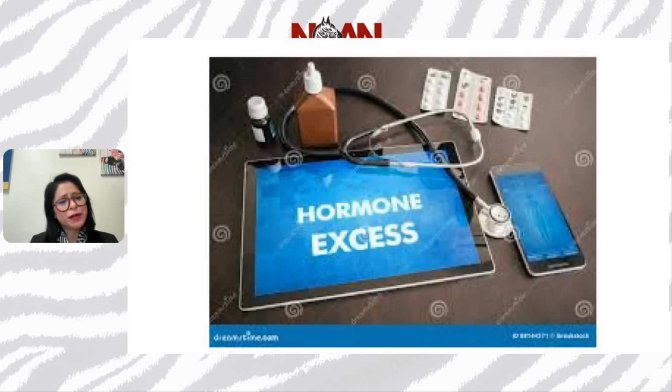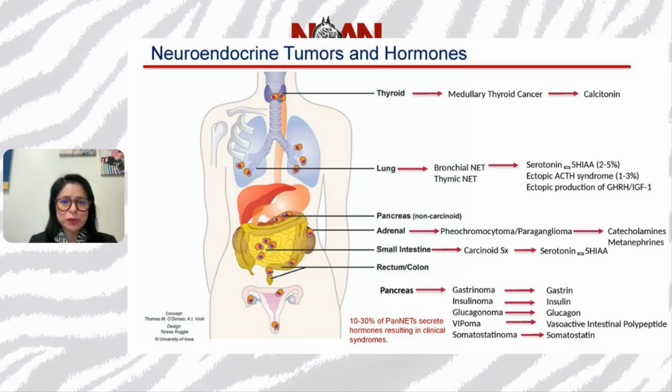So now let's discuss which neuroendocrine tumors produce hormone excess. As you have learned earlier, neuroendocrine tumors can be anywhere in the body, and depending on the organ that is affected, they can produce hormones, and these hormones can present different clinical manifestations. There are neuroendocrine tumors of the thyroid, the lung, the pancreas, and the adrenal. But today we're mainly going to focus on the hormones produced by pancreatic neuroendocrine tumors, as well as small bowel neuroendocrine tumors.